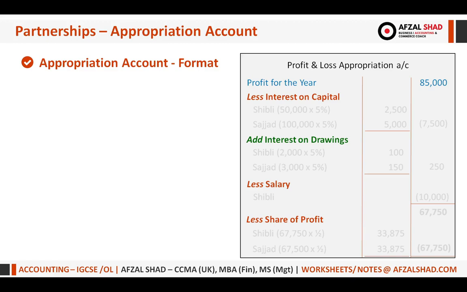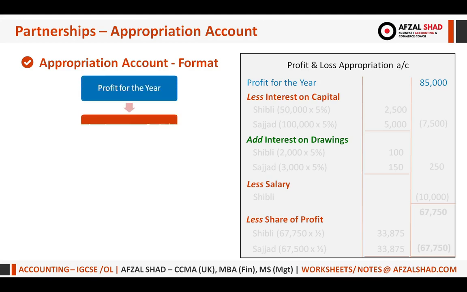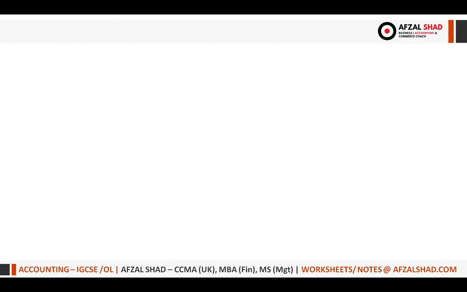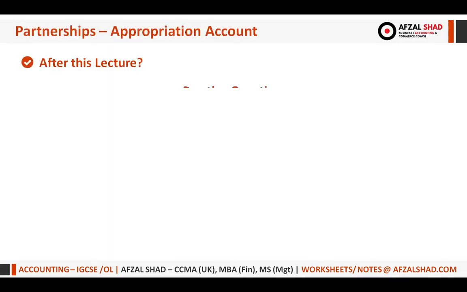So in total there are 5 ingredients: profit and 4 adjustments. The 4 adjustments are interest on capital, interest on drawings, salary and share of profit. These are the only 4 things that are going to be adjusted in the profit and loss appropriation account. Normally there isn't anything else given in the question. The first point was profit of the year, second interest on capital, third interest on drawings were added, salary was deducted, share of profit was deducted. That was a quick overview of the appropriation account.